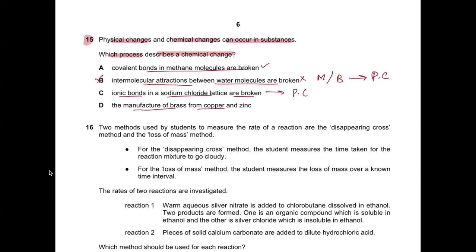The manufacture of brass from zinc and copper. So it's again a physical change because a mixture is formed. Brass is a mixture. It's not a chemical compound. So C and D go wrong as well. So your correct answer is A.